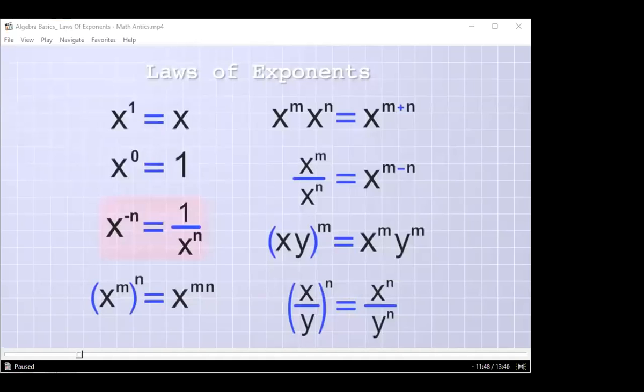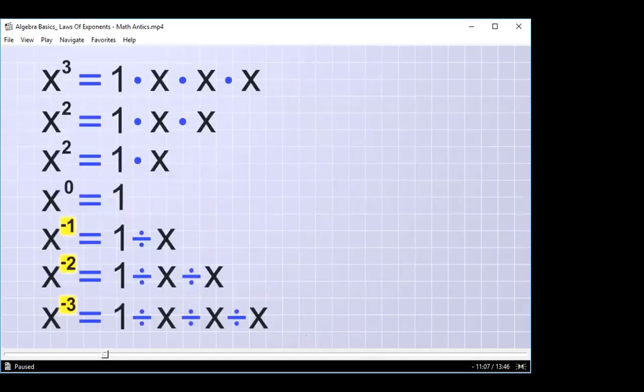Here in this one, x to the power of 3 means what? Means 1 multiplied by x times x times x, right? X to the power of 2 means what? 1 multiplied by x times x. X to the power of 1 means 1 multiplied by x. For those two, we have the same question. X to the power of 0 equals what? Equals 1. X power negative 1 means 1 divided by x.